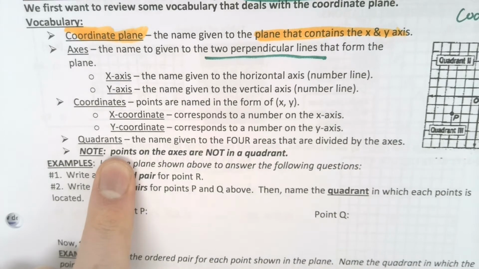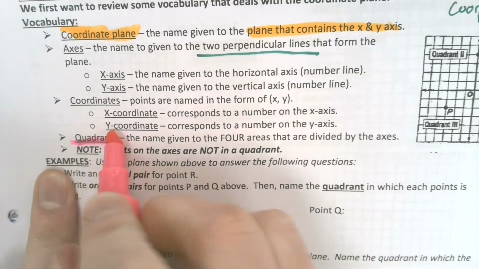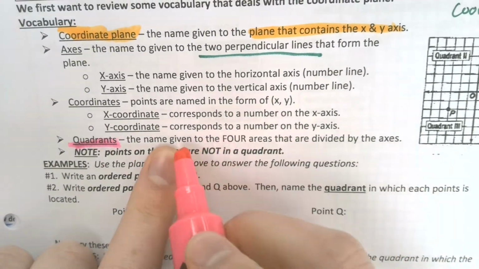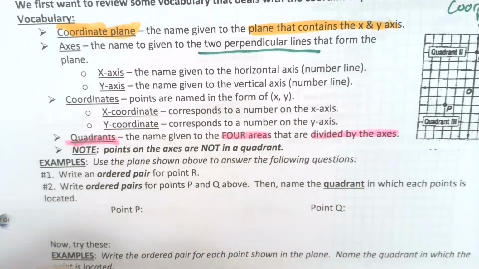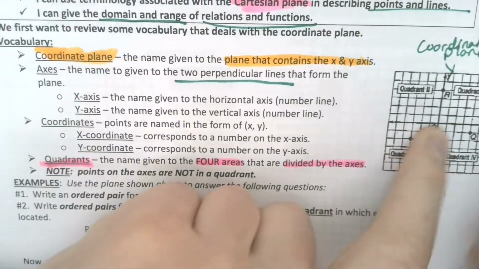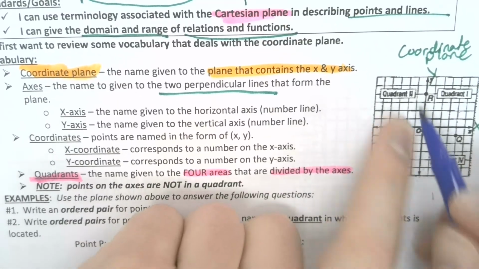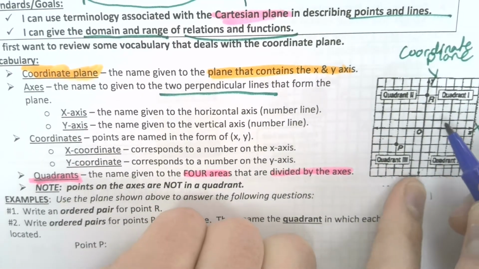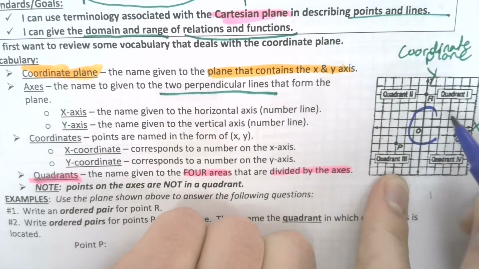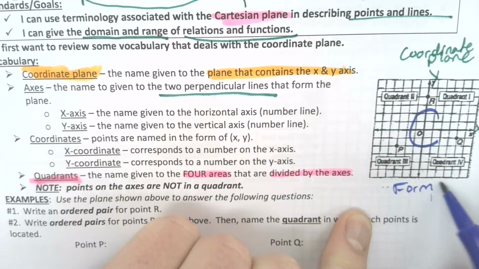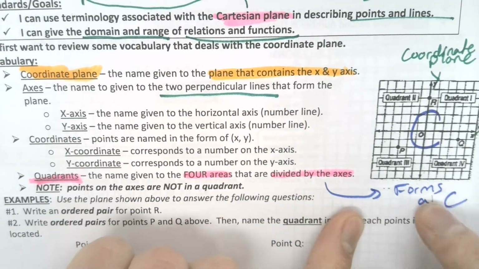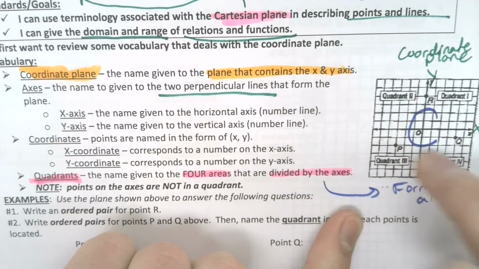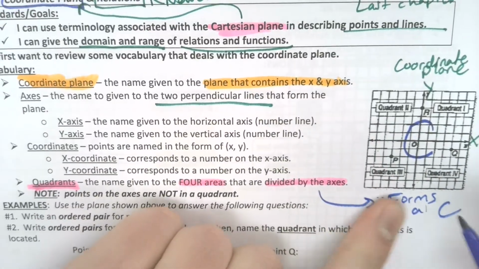Quadrants. This one's going to be a little bit new for some of us. For some of us, it won't be. This is the name given to the four areas divided by the axes. And here's how we can tell. You see we've got quadrant 1, 2, 3, and 4. It forms a C. The quadrants form a C. 1, 2, 3, 4. And we can see that.